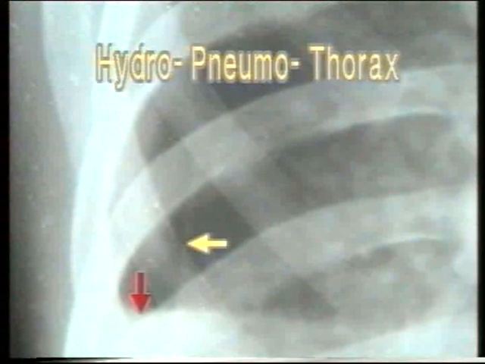Now inspect the peripheral zone. Above the fluid level, we see the peripheral band of radiolucency due to air, and below it is the opacity due to the fluid. This is hydropneumothorax.